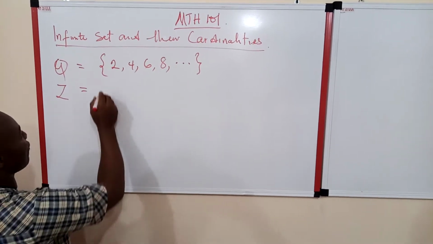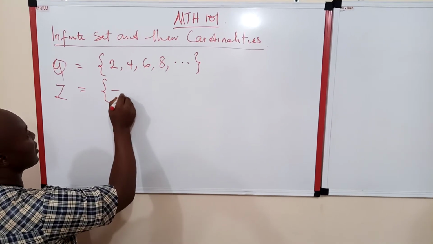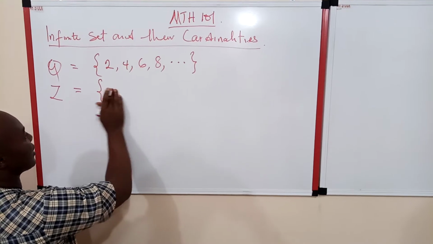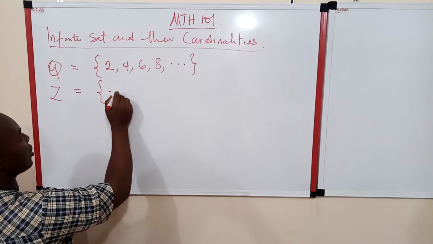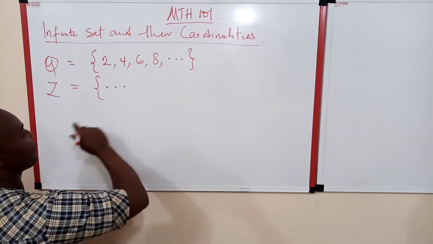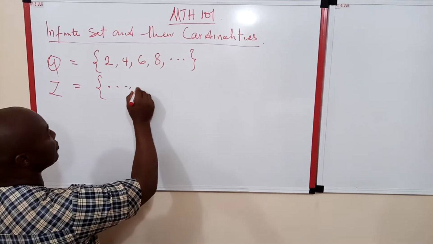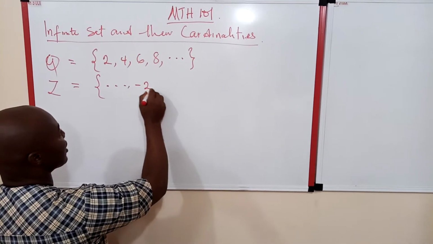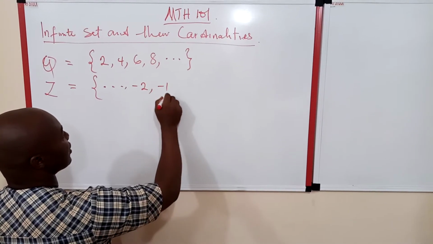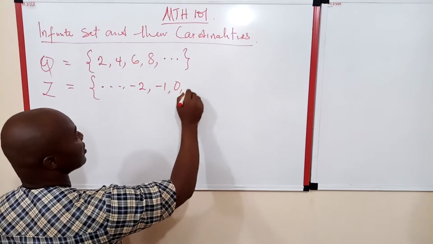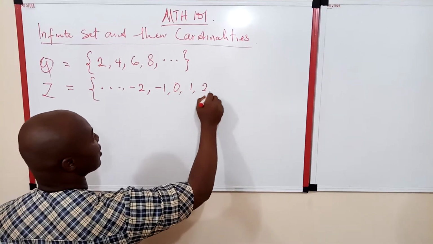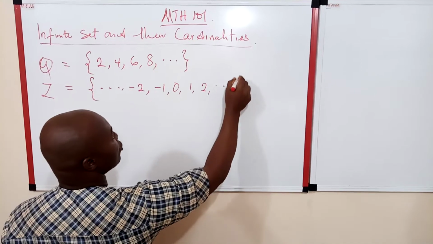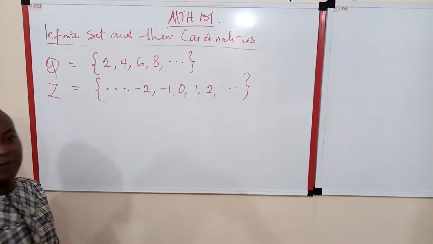Another example: the set of all integers. So we say dot, dot, dot, because to the left it also tends to infinity, and also to the right it tends to infinity.